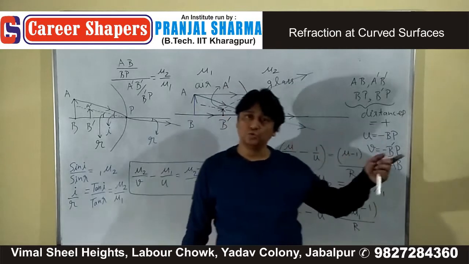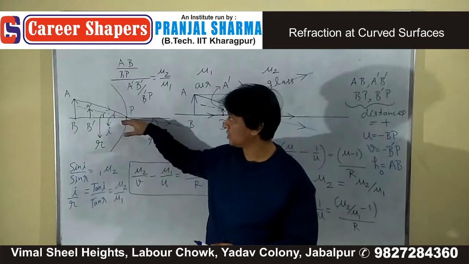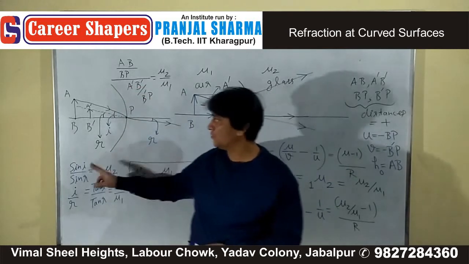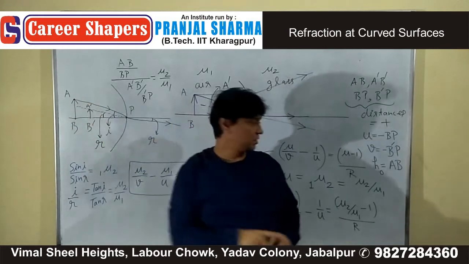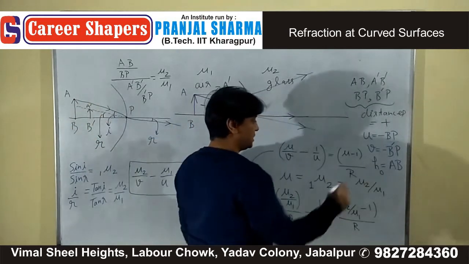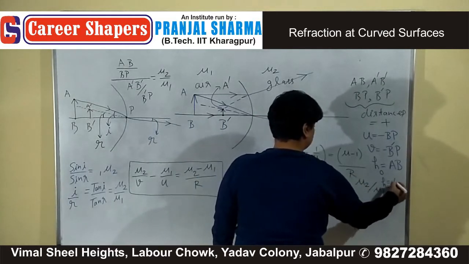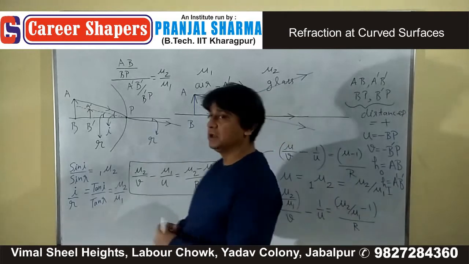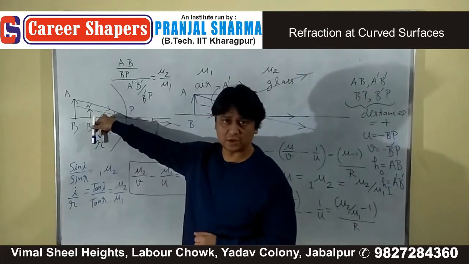HI, HO, u, v, R, all these things should be taken with proper sign. This is the origin. Upside is what? Positive. Downside is what? Negative. For us, they both are in the positive direction and therefore HO is AB. Similarly, HI is also what? A dash B dash. Suppose we got an image which is upside down like this.